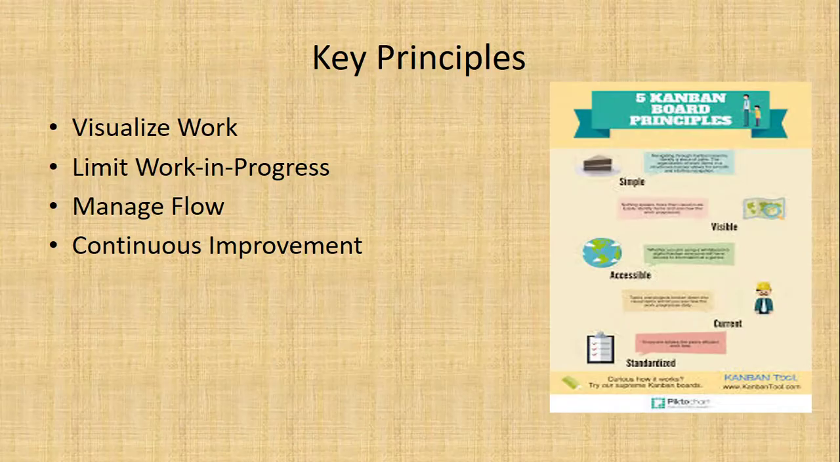The third one, manage workflow. The goal is to keep work moving smoothly through each stage. Fourth one, make process policies explicit. Clear rules ensure consistency and accountability. Finally, continuously improve the process. Kanban promotes incremental changes rather than disruptive transformation.